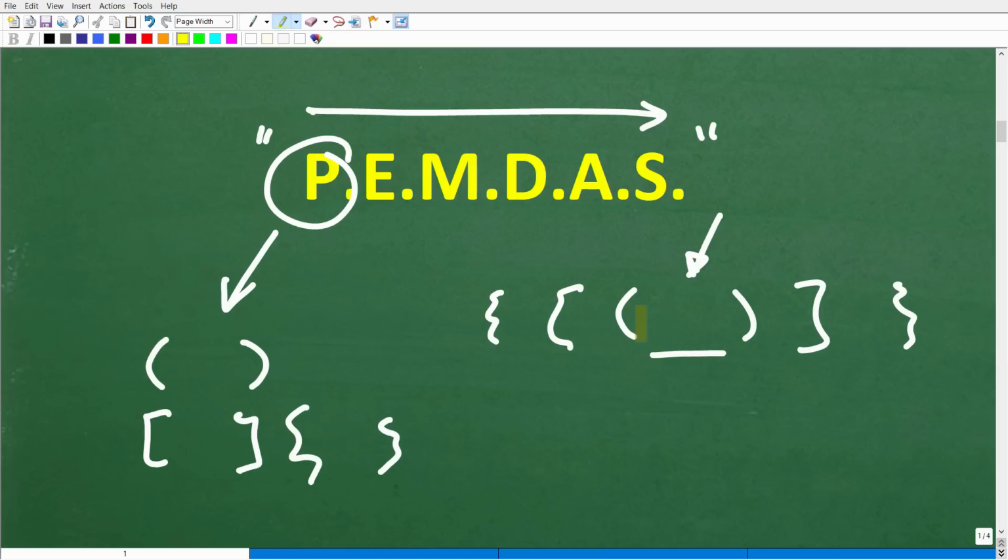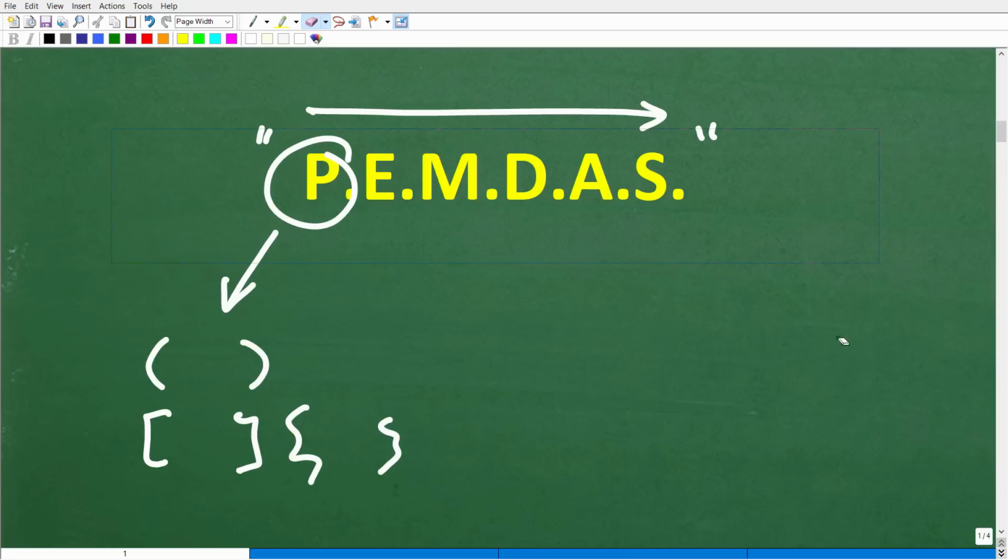Now, if your problem has multiple parentheses and brackets, what you want to do is work from the innermost parentheses first, right? So you're going to do whatever is inside of those parentheses. Basically, think of this as its own little separate math problem. You're going to do that. Then once you're done doing that, you're going to continue on with the next set of inner parentheses, and you're just going to work your way out. Okay, so that is what P stands for. Now, if your problem doesn't have any parentheses, well, you just move on to the next step, which is E.